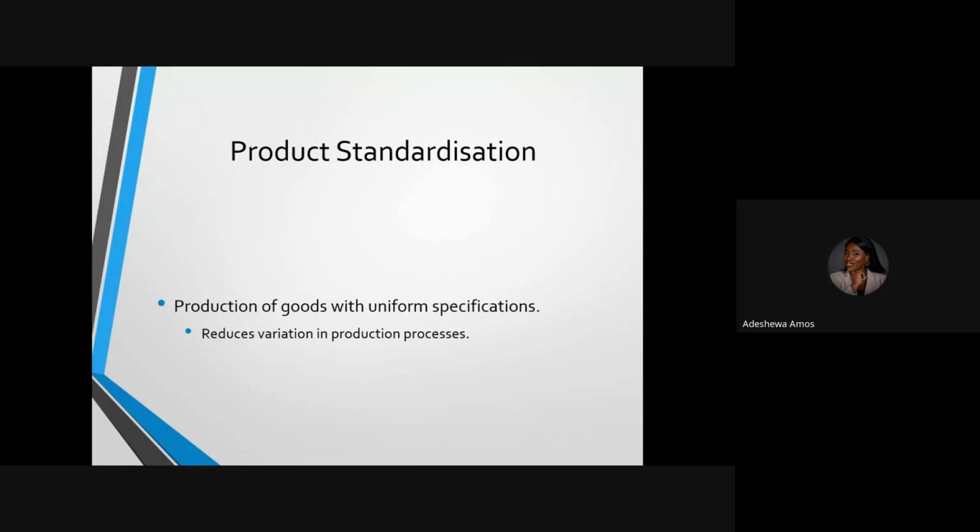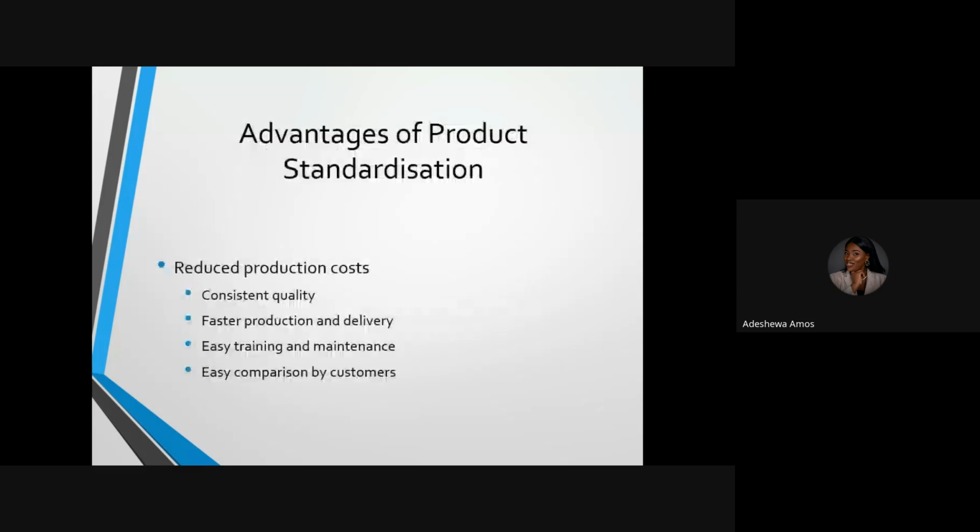And what does product standardization seek to do? It seeks to reduce variation in production processes. So to ensure that there are no differences in all you are producing, in the process of producing that product. So whatever you are doing should be the same. Like bottles of water, they are all the same, packaging, taste, and everything. So that is what we call product standardization.